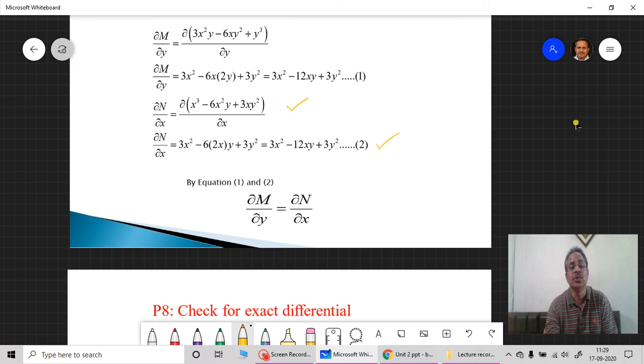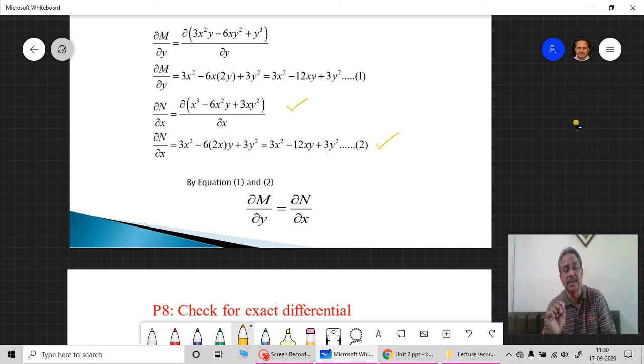So equations 1 and 2 are exactly identical, having three terms and the same form, and therefore the condition delta m upon delta y is equal to delta n upon delta x is satisfied. This is what we have seen to be a necessary and sufficient condition for df to be an exact differential or not.